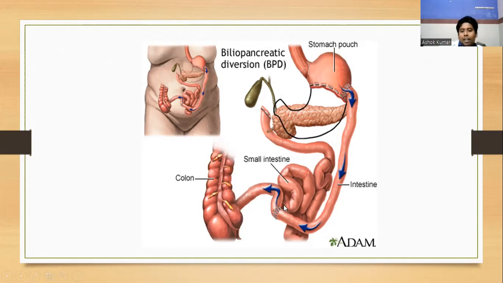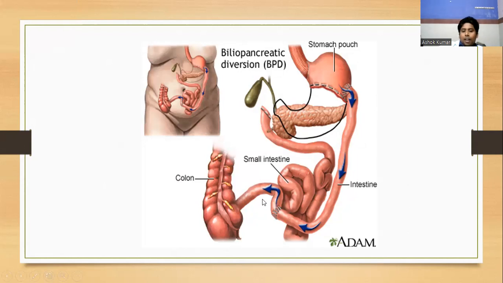This is the area where we divided the ileum. So here we do ilio-ileal anastomosis, and here we do gastro-ileal anastomosis. So this is the common channel. This is the biliopancreatic limb. This is the alimentary tube. The length of this common channel will be 50 centimeter. This is 200 centimeter, and this is 50 centimeter.